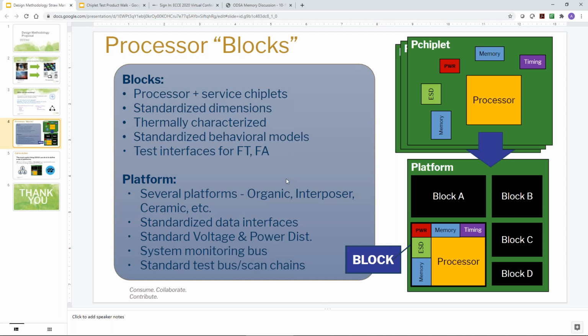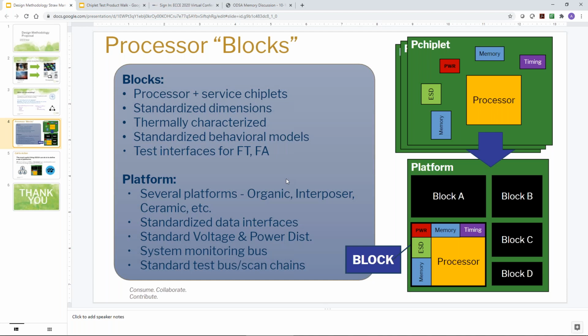So once again, is a block a single integrated die? Is that what the block means? The block is not a single integrated die. It doesn't have to be. A block is a collection of chiplets. These other services would often be in other process technologies, right? Right. So a block is a collection of chiplets.